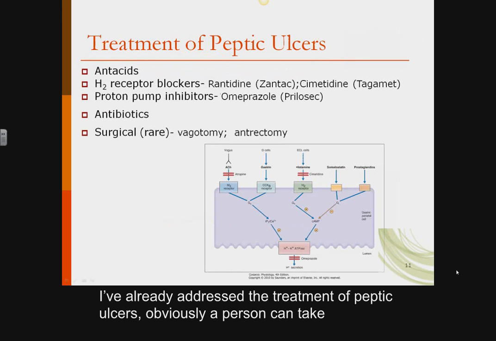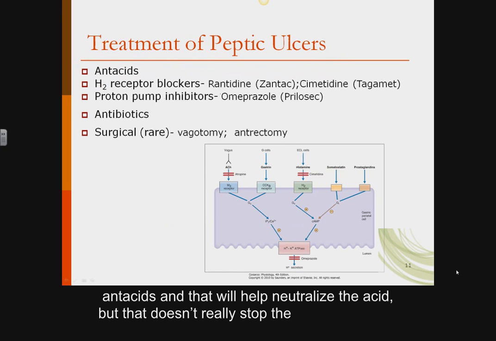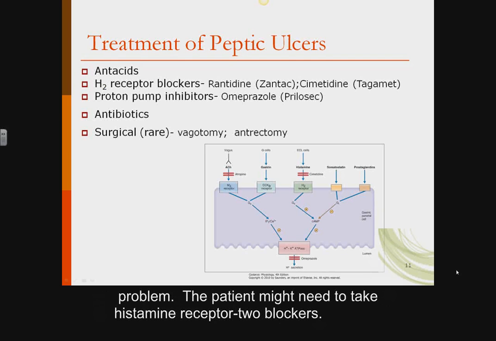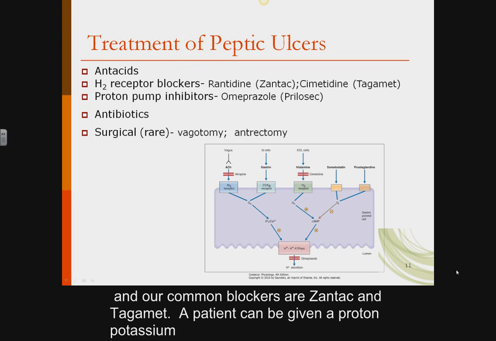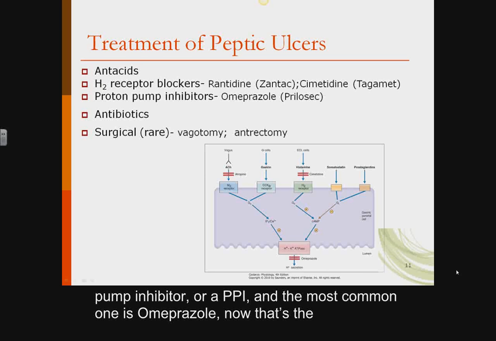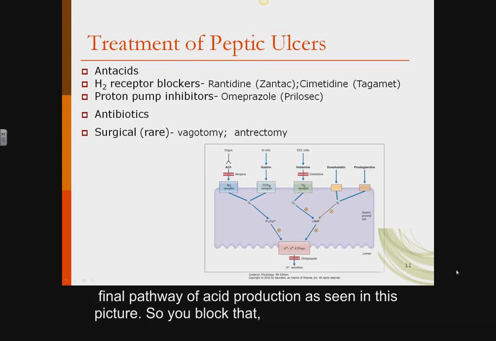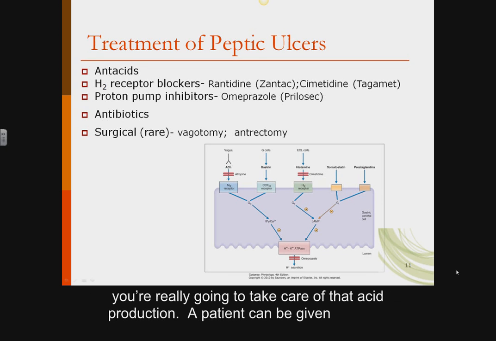I've already addressed the treatment of peptic ulcers. Obviously, a person can take antacids, and that will help neutralize the acid, but that doesn't really stop the problem. The patient might need to take a histamine receptor 2 blocker. Histamine, I'll remind you, is part of the local pathway released by the enterochromaffin-like cells, which leads to the production of acid. The common histamine receptor 2 blockers are Zantac and Tagamet. A patient can be given a proton pump inhibitor, or PPI, and the most common one is omeprazole. That's the final pathway of acid production as seen in this picture. So if you block that, you're really going to take care of that acid production.